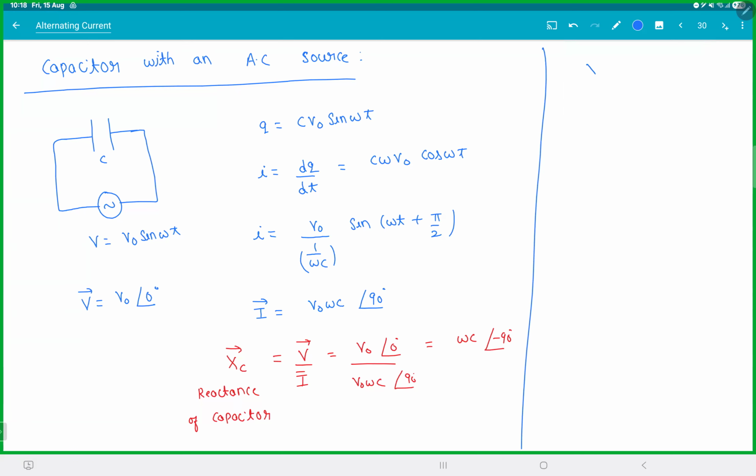That means the reactance XC can be written as, what, minus 90? Minus j, na? This is 1 by omega C. Minus j by omega C. So plus j indicates plus 90, minus j indicates minus 90. That means if you have a capacitor, you can replace it with a complex resistance, minus j by omega C. And you can clearly see here, current leads the voltage by 90.